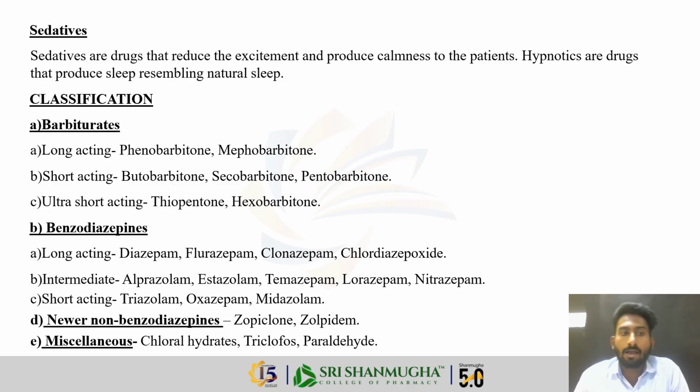And the third category is ultra short acting, with drug examples thiopental and hexobarbital. The second category is the benzodiazepines. The benzodiazepines are divided into three parts. The first one is long-acting benzodiazepines, with drug examples diazepam, flurazepam, clonazepam, and chlordiazepoxide. And then intermediate acting, with drug examples alprazolam, estazolam, lorazepam, and nitrazepam.